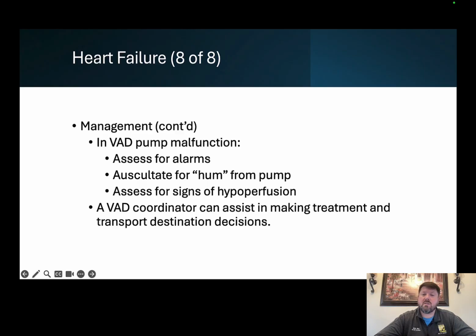Use available resources to troubleshoot potential VAD malfunctions and determine the appropriate corrective actions. Also, contact the VAD coordinator because they can assist in making treatment and transport destination decisions.